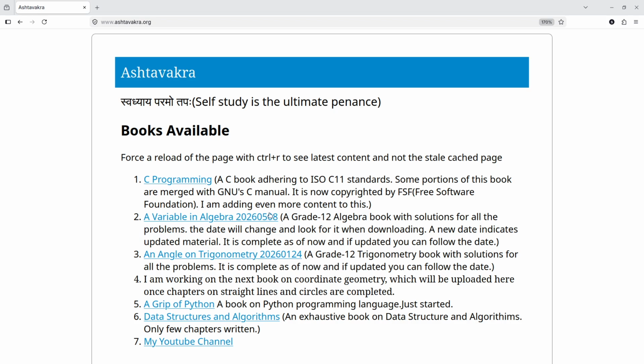Make sure that you rename your downloaded files with the date, and you can visit this probably weekly to see if the date has changed. If the date has changed, then that means there have been corrections or perhaps new questions have been added, and you can download the book again. So that is something you have to do.